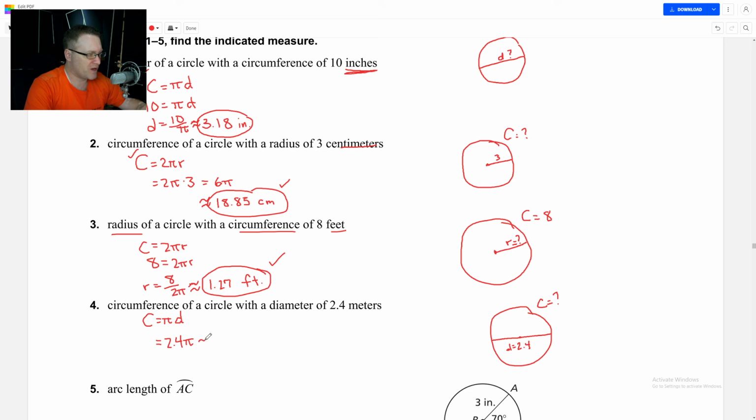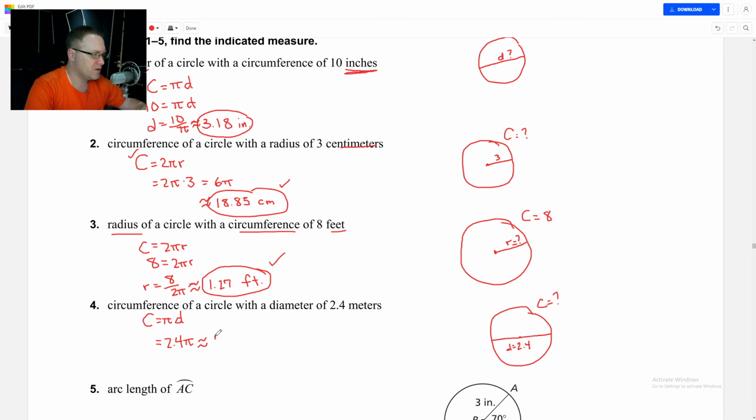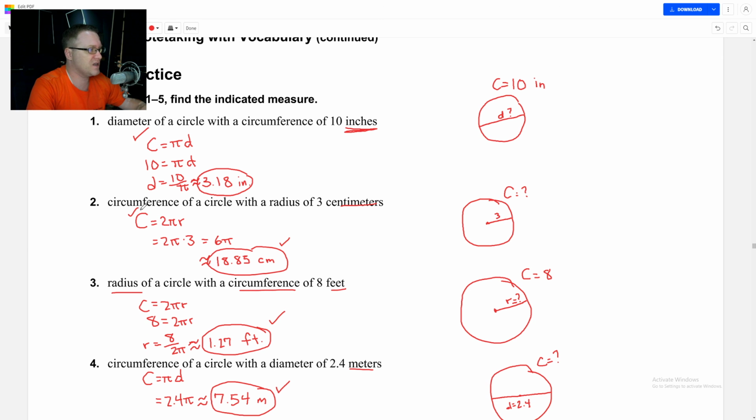If we want to approximate that with our calculator, we just write 2.4 times pi and hit equal. And you get 7.539. This is a 9, so this is going to round up. So it's 7.54. And it's meters, which is just M. And we're done. That's all we're doing today. We're just going to do some problems using circumference, radius, and diameter.